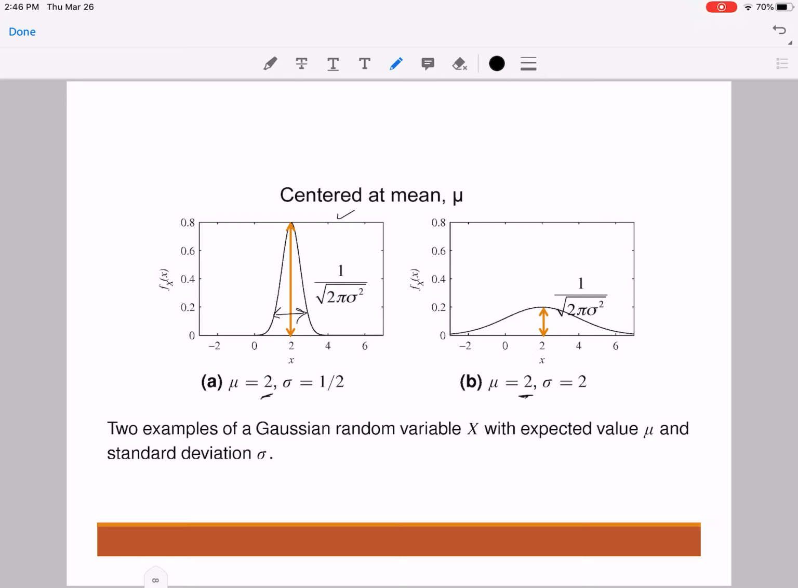The second Gaussian random variable has a larger standard deviation, and therefore it is going to have larger variance of data's distribution about the mean. So your Gaussian random variable is going to have a bell-shaped curve, and depending upon its standard deviation, either it's going to be slimmer and taller, or it's going to be shorter and stouter.